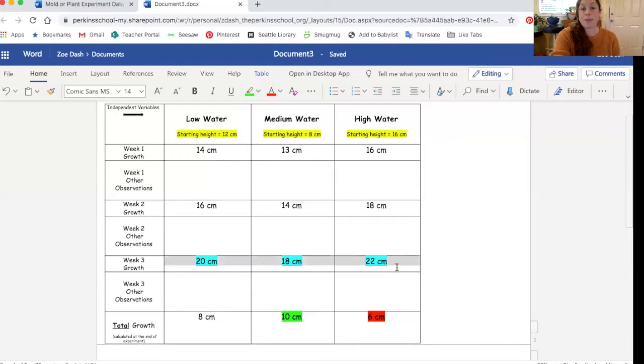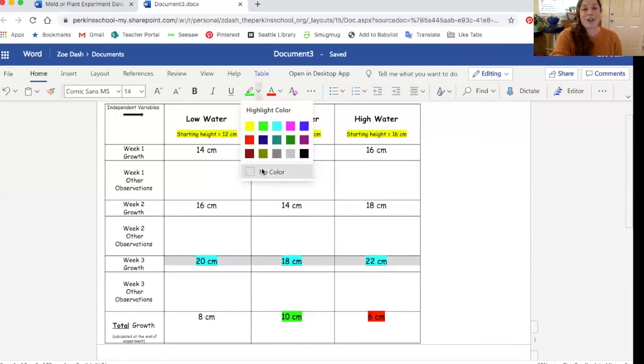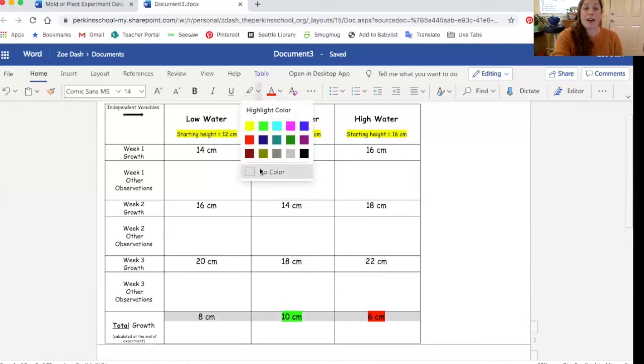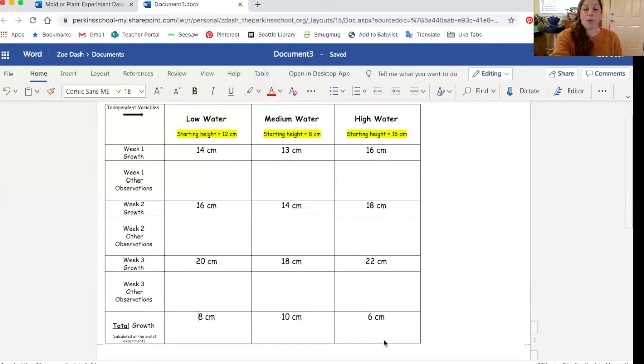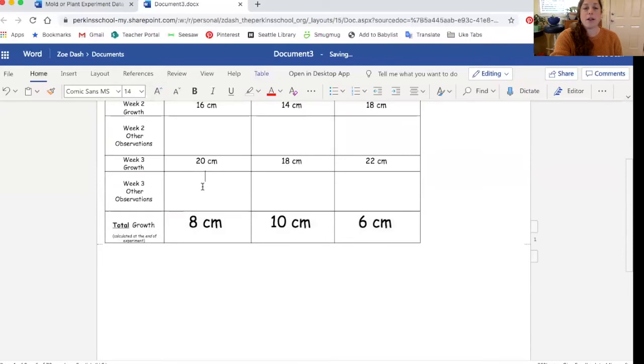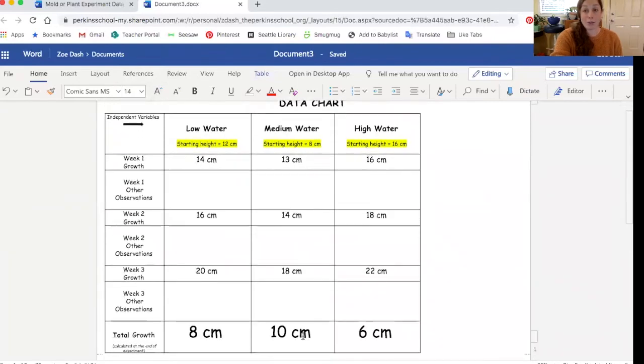Because the week 3 measurements are really important so you can do the math to figure out what your total growth was, but they're not your conclusion. They're not your answer numbers. So you need to actually do the math from your starting height to your week 3 growth height and find out how much growth it actually did altogether. And that's the numbers you'll put down here. And that's what you're going to make nice and big and bold. So let me make that nice and big, woo! Because those are your final big result answers.